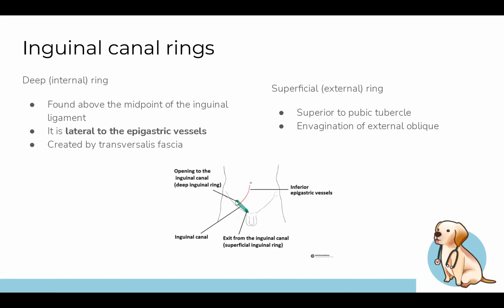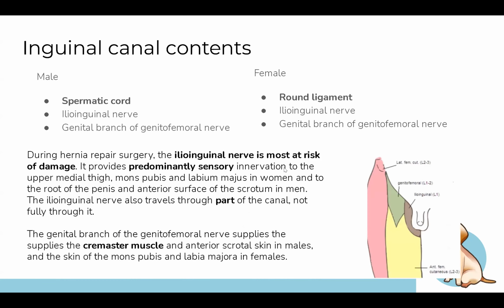And it's really, really important to know that it's lateral to the epigastric vessels. So this red line here is the inferior epigastric vessels that you should remember in the lateral umbilical ligament. So please remember that. Yeah, so just know it's lateral. Whereas the superficial ring is kind of closer to the pubic tubercle. And you don't really have to know what it's made out of, but if you do, you're welcome to.